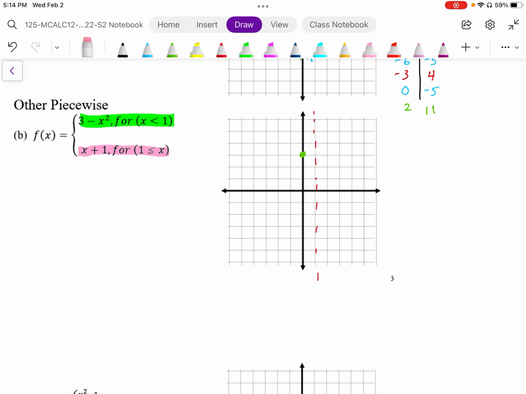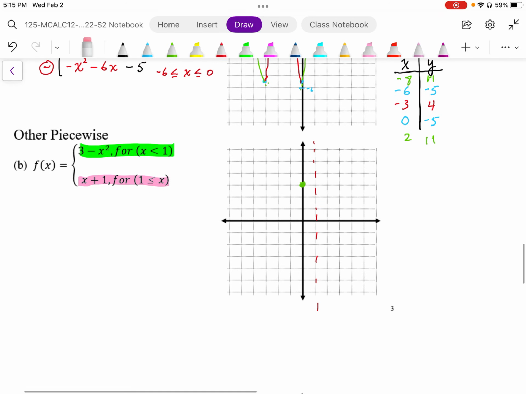That's really important in calculus because that determines whether something is continuous or discontinuous. So I'm going to test the boundary point. I'm going to test it from the left-hand side on the green equation. When x is equal to 1, I plug it in and get y equals 2. Then I check the same coordinate, x equals 1, on the red graph, x plus 1. When I plug 1 into that equation, I get y equals 2.